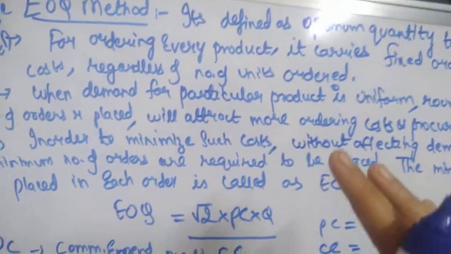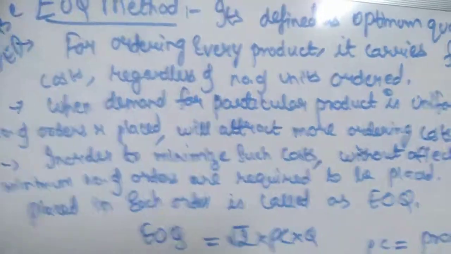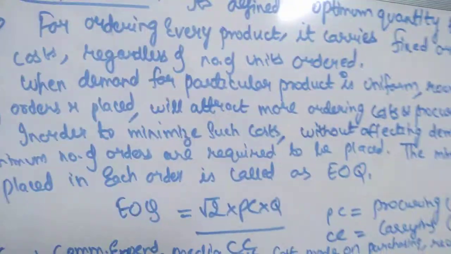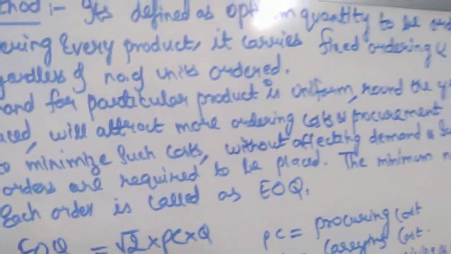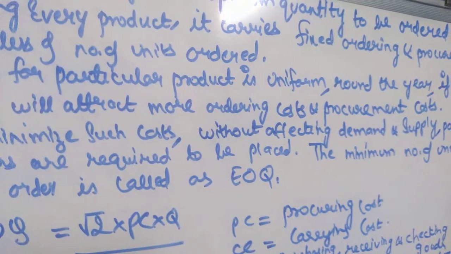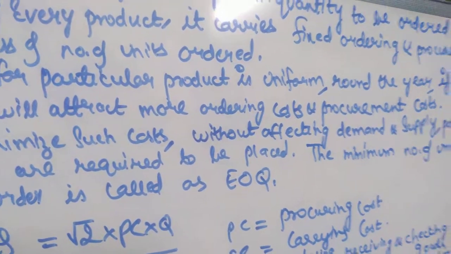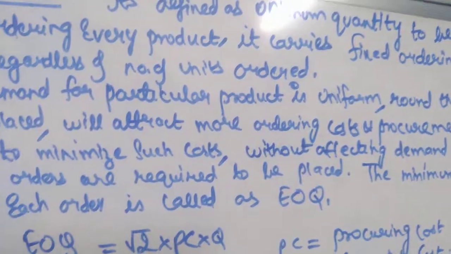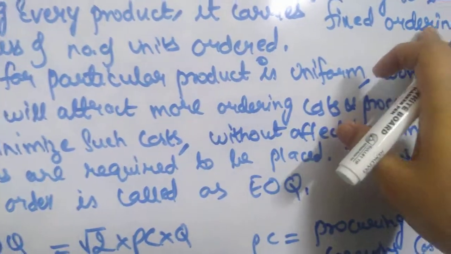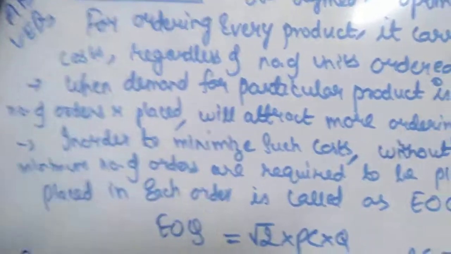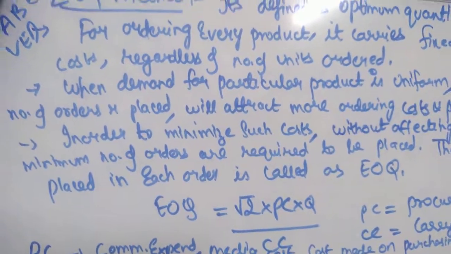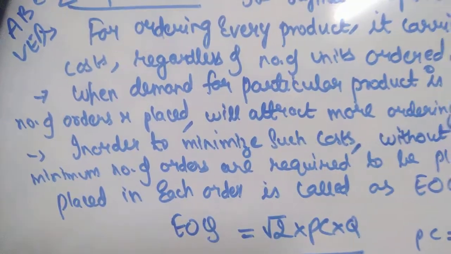So see, for example, whenever you want to order any product, it will carry a fixed ordering and procurement cost. Ordering cost is nothing but, suppose you're ordering on phone, so that is the telephone charge. That is a kind of ordering cost. Similarly, ordering cost will have many factors. So whenever you are ordering some product, it will have some ordering cost and procurement cost. Procurement cost means in order to receive that product, you will have to face certain costs. So that is a procurement cost.